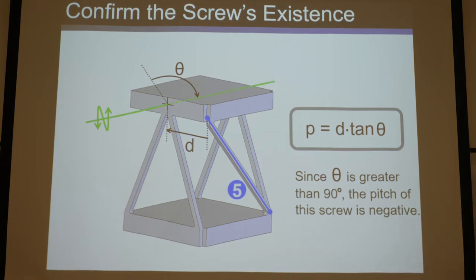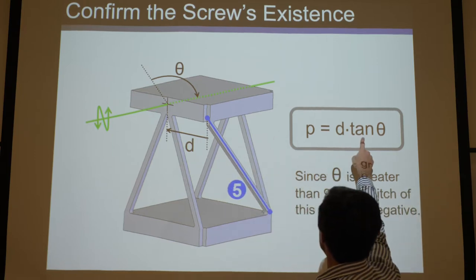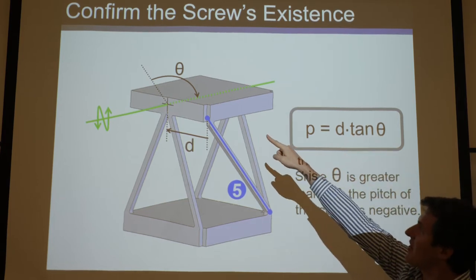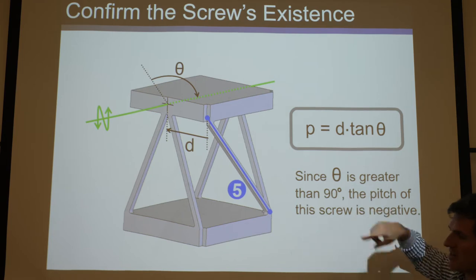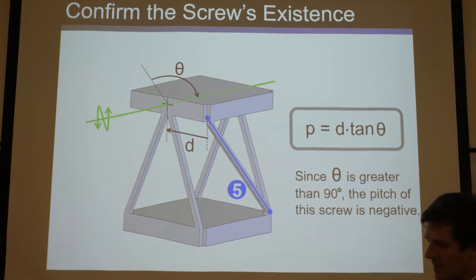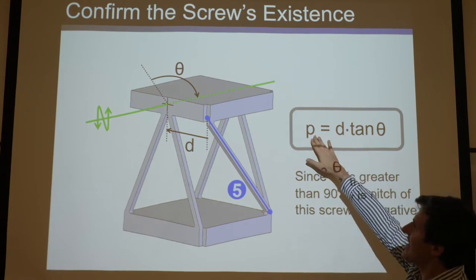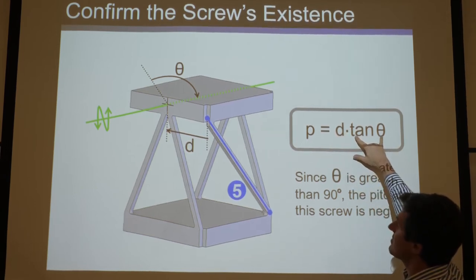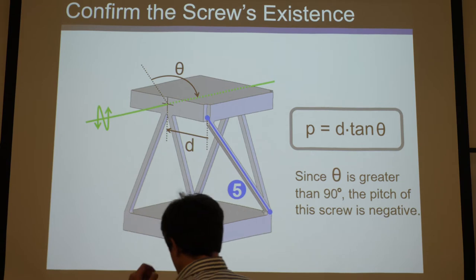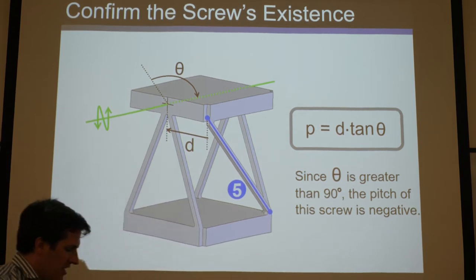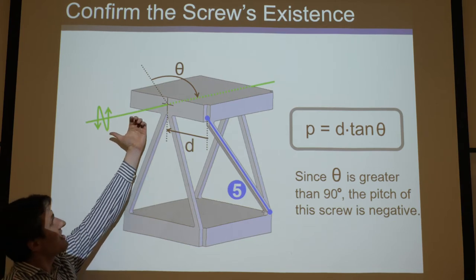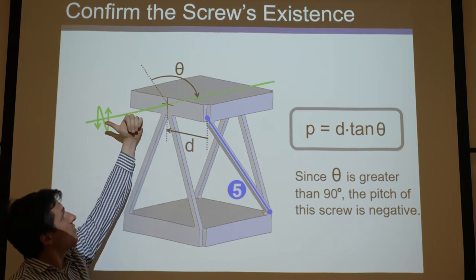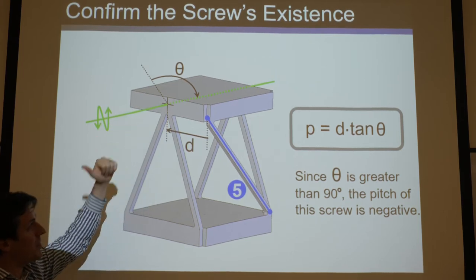So you can see that the distance times the tangent of that theta, because theta is bigger than 90 degrees, will be negative, since the tangent of something bigger than 90 degrees is negative. So this will actually be a negative pitch. If you're thinking of screws with positive right hand, for a negative screw you'd use your left hand, and you'd expect that if this translates in this direction, the stage will rotate according to your left hand's fingers because the pitch is negative.